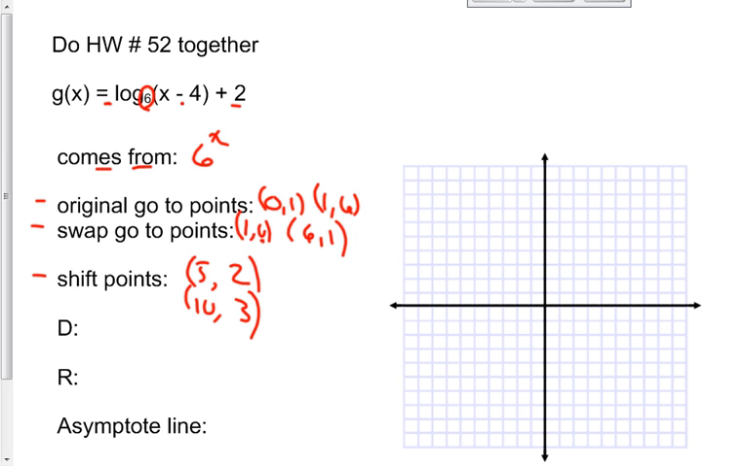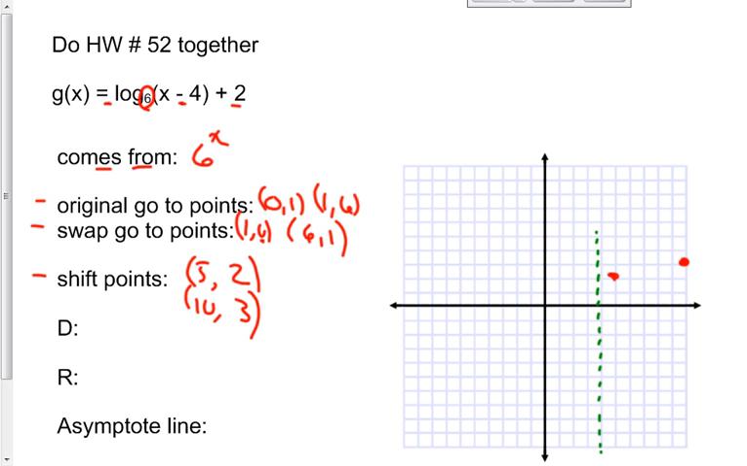We'll go to our graph. What do we got? (5, 2). And then (10, 3). I don't think I'm going to fit. 5, 6, 7, 8, 9, 10. Now before you draw in your curve, put in your asymptote line. Our asymptote line would be the opposite of negative 4, which means at positive 4. There's your asymptote line. Remember, you cannot cross that line.